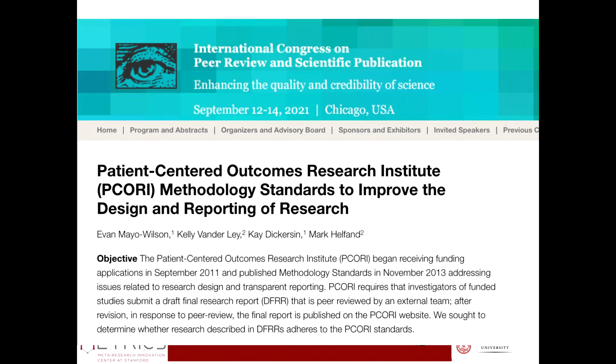The other thing that PCORI does, which was mentioned yesterday, is we actually look at the written reports before they are submitted for publication. So we're maybe the only funding agency that does that. And we peer review them, actually, in a pretty rigorous way. So at the Peer Review Congress, a group of investigators, including one member of our methods committee, looked at the final reports to see how they adhered to the method standards.